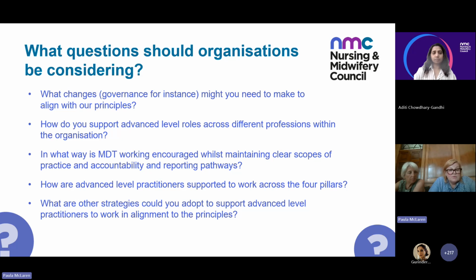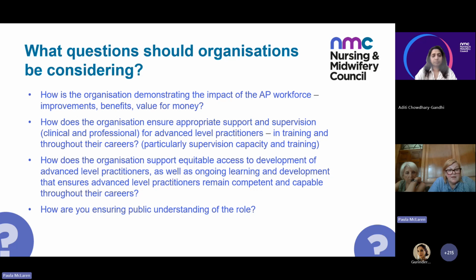And thinking also about how advanced level practitioners are supported to work across the 4 pillars. Is that in place, and are you doing that well, or is there work to do there? And also thinking about what other strategies you could adopt to support advanced level practitioners work in alignment with the principles. So being mindful of those individual principles as well.